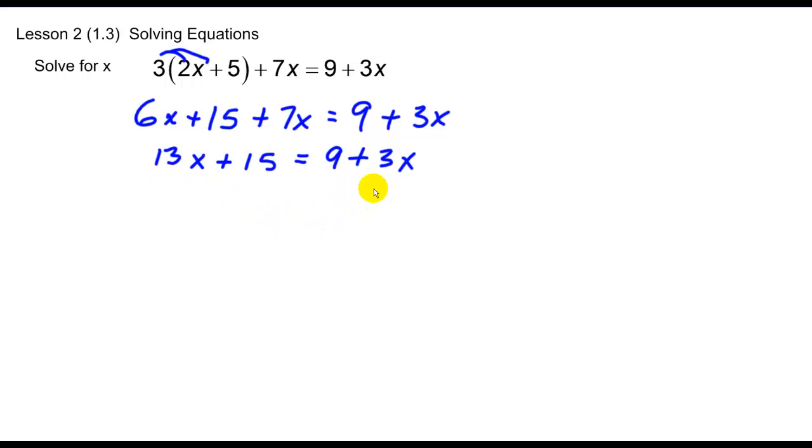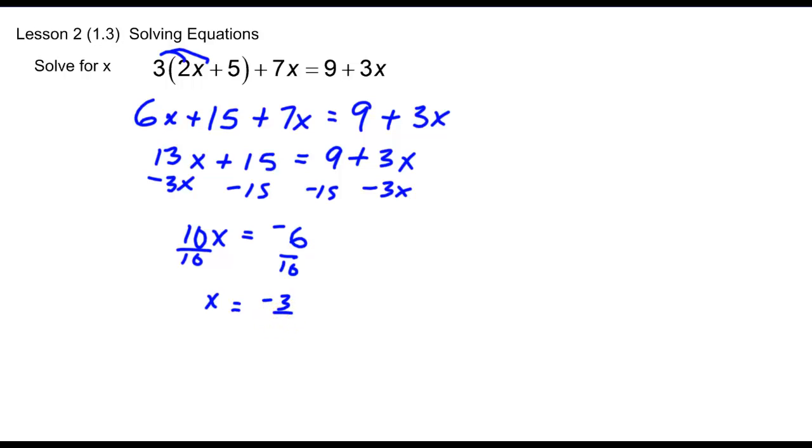Isolate the variables to one side, so I'll subtract 3x to both sides. And then get the constants to the other side. Subtract 15 to both sides, leaving me with 10x equals negative 6. Divide by the coefficient of 10, both sides. Reduce any fractions that are left, and get negative 3/5.